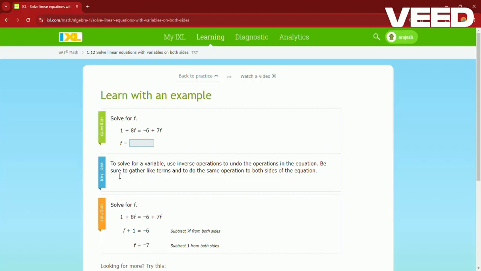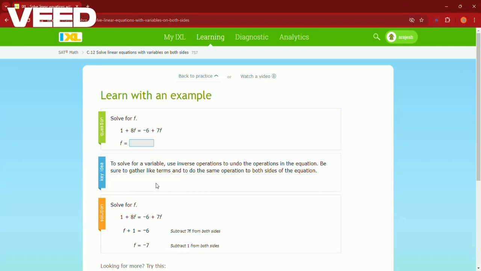The key idea here is to solve for a variable, use inverse operations to undo the operations in the equation. Be sure to gather like terms and to do the same operation to both sides of the equation. So you would have to subtract 7f from both sides and then subtract 1 from both sides. And there you have it. f is equal to negative 7.